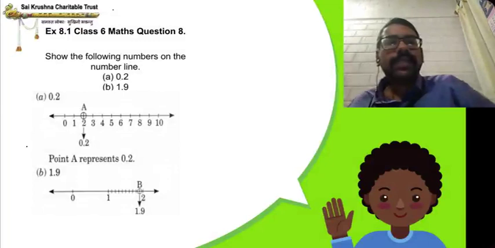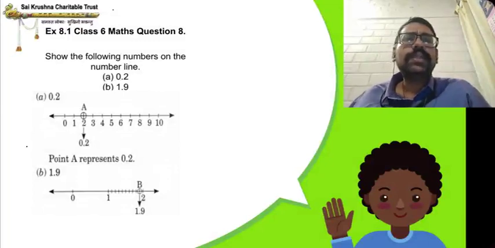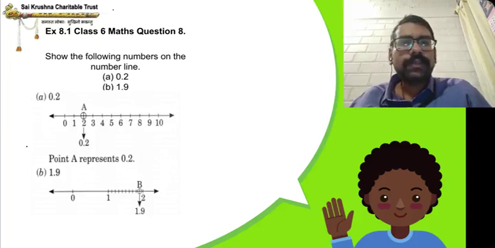Exercise 8.1, class 6 maths, question 8. Show the following numbers on the number line. First question is 0.2. Okay, how will we do this? How will we do 0.2?